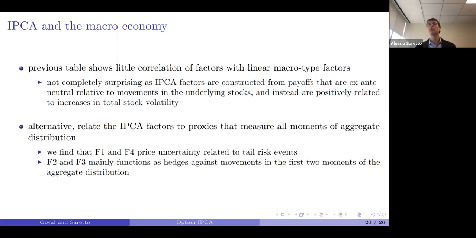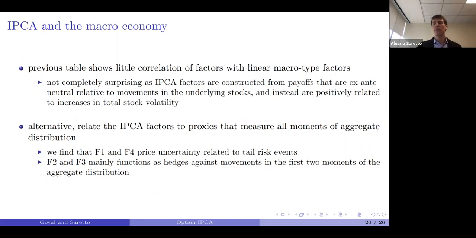Our returns are mostly volatility bets. So you need to think a little bit more creatively. What we do is try to relate the factors to aggregate moments, all the moments, not just the first one, okay? In essence, what we're going after is tail risk events of some sort, okay?